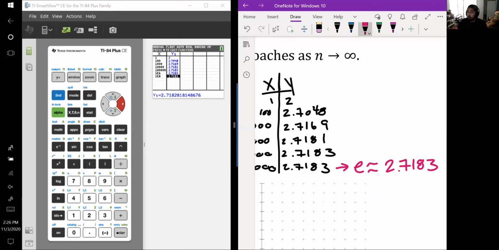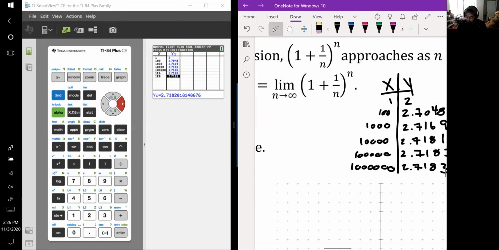So our big takeaway is that this is called Euler's number. It is the number e. It is used in a bunch of applications. Just know that its approximation is 2.7183, and it comes from this expression. All right. So pretty crazy, huh?